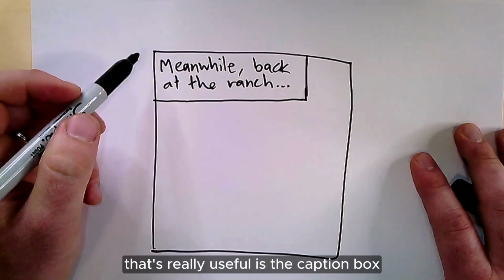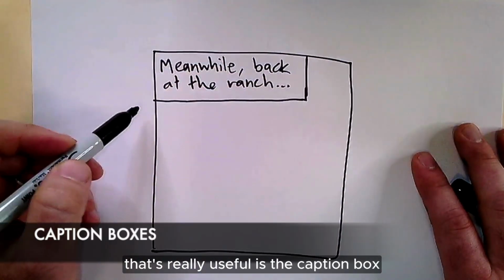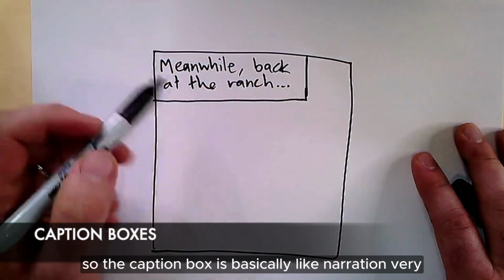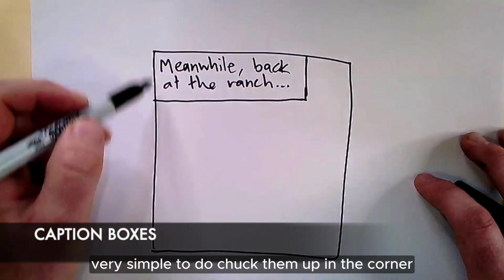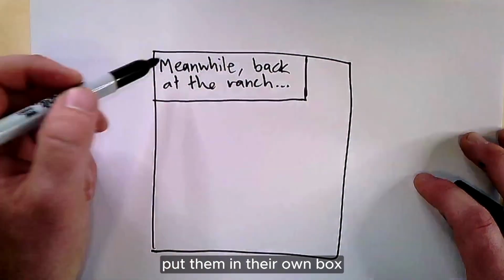One other thing too that's really useful is the caption box. So the caption box is basically like narration. Very, very simple to do. Chuck them up in the corner, put them in their own box.